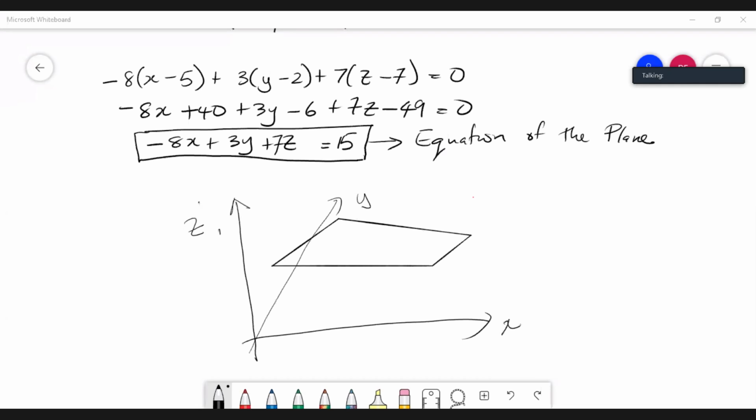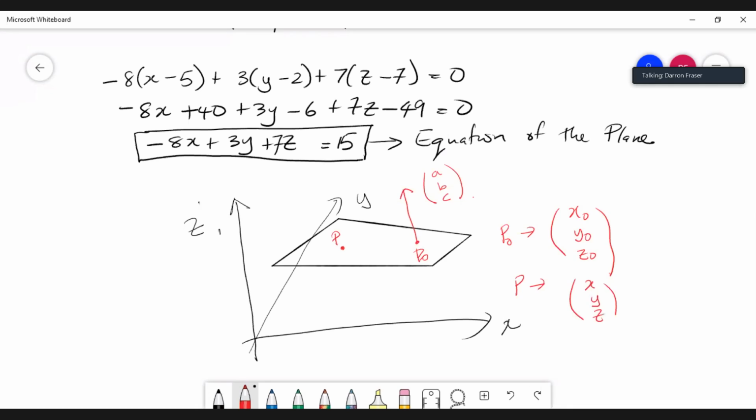So now, let me give you the general formula. We have the vector A, B, C, which is perpendicular to the plane. Let's call this point P0, X naught, Y naught, Z naught, a point in the plane. Now we have a point in the plane P, P is X, Y, Z.